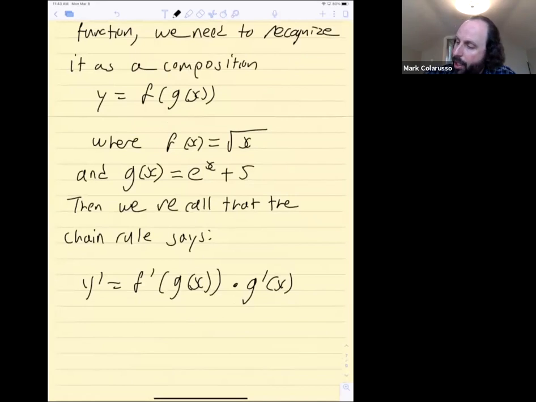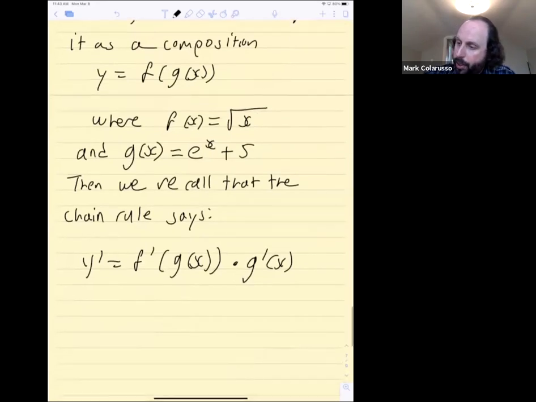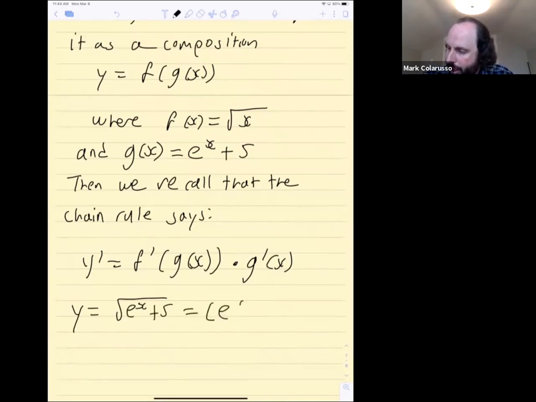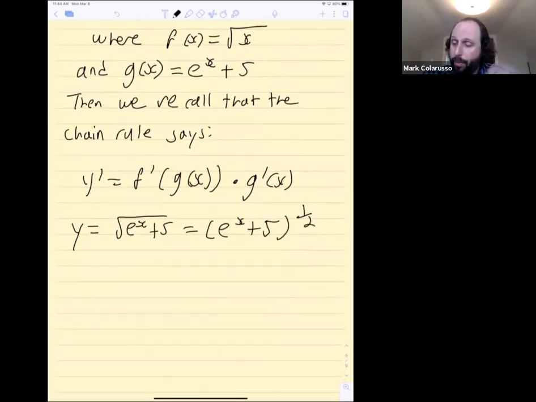So let me write out this again, because it's kind of disappeared up. We have all the pieces here, but the actual function disappeared into the sky in the notes. So we had y as the square root of e to the x plus 5. So I'll write this as e to the x plus 5 to the 1/2. Okay, because taking the square root is a 1/2 power.